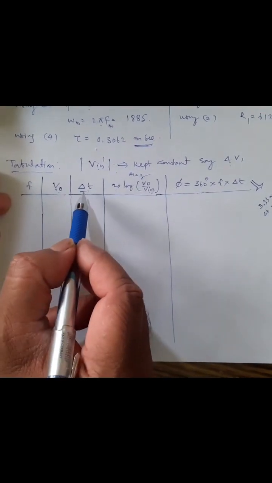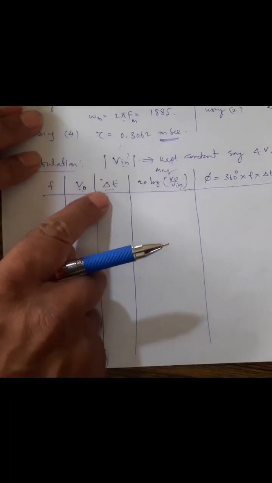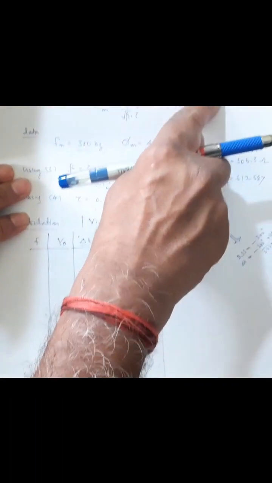Second, delta T. It is the time difference between the starting point of the input and the output. For a lag compensator, your curve looks like this. If the input is like this, the output is lagging behind, it starts after the input, and your output comes like this, right? So there is a time difference between the starting point of your input and the output, which I am naming delta T. And this time difference varies with respect to the frequency.